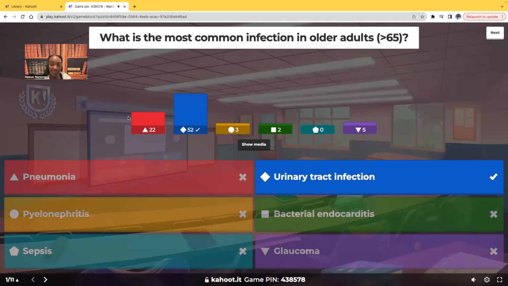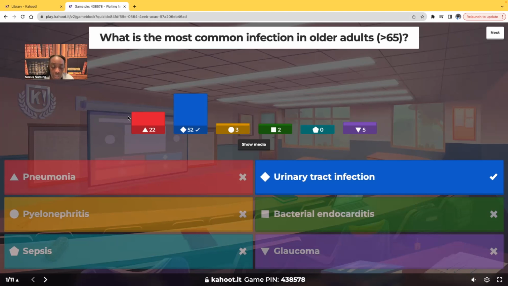Very good, UTI. Urinary tract infection, that is the most common infection that we see in the older adult. Now, let's talk about the other choices, and then we'll come back to the UTI. Pneumonia, pyelonephritis, which is an upper urinary tract infection, bacterial endocarditis, and sepsis. All of these are common infections found in the older adult, but this question is asking for the most common infection, and it's UTI. What about glaucoma? First of all, glaucoma isn't an infection. What is glaucoma? Glaucoma is increased ocular pressure, right? So that is not even an infection. So yes, glaucoma is commonly seen in the older adult, but it's not an infection.